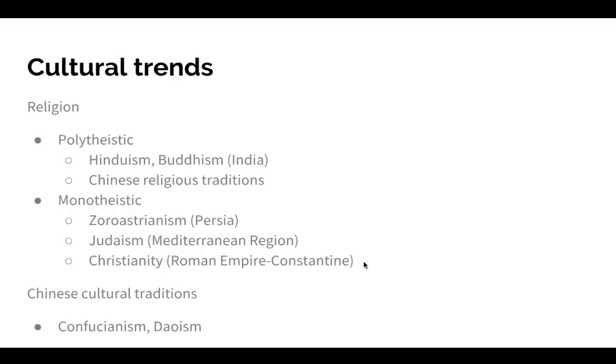And here on this screen, we've got pretty much the major world religions in this day, with the exception of Islam, which is going to come along after 600 in our next unit. And then, as a reminder, there are significant cultural traditions in China that are not technically religions, but are often described as such, Confucianism and Taoism.